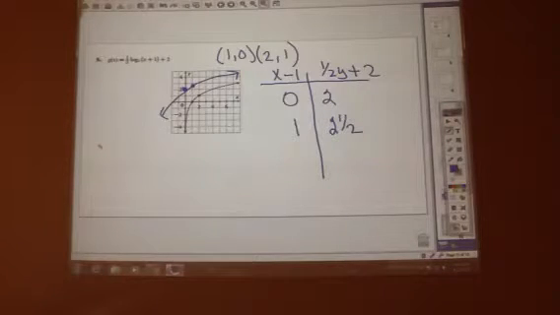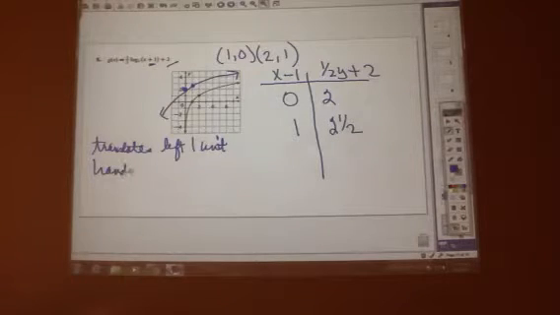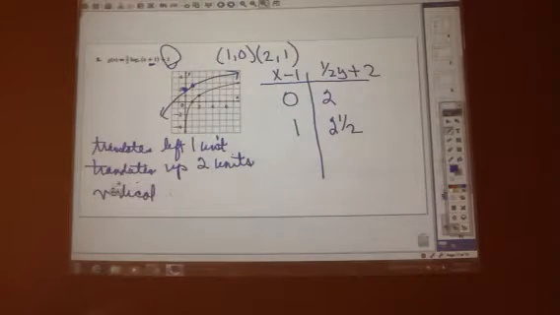Describe the transformation. It translates from right here, left 1 unit. It translates up 2 units from here, and it has a vertical compression by 1/2.